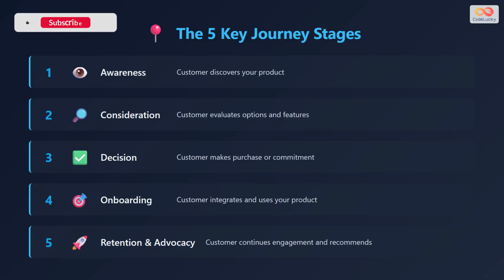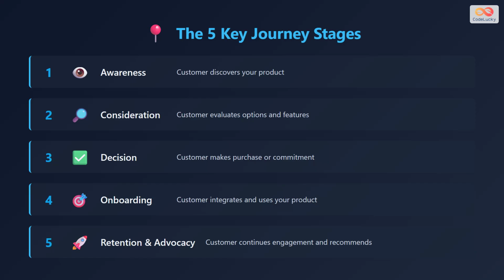Every customer journey can be broken down into 5 critical stages. Stage 1 is awareness, where the customer first discovers your product through ads, social media, or word of mouth. Stage 2 is consideration, where they evaluate your product against alternatives and explore your features. Stage 3 is decision, when they make the commitment to purchase or sign up.